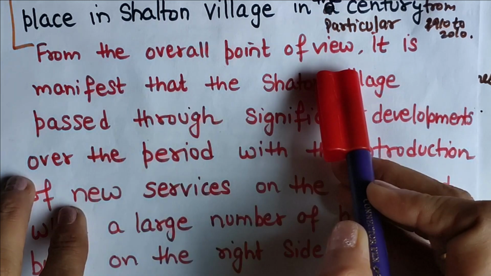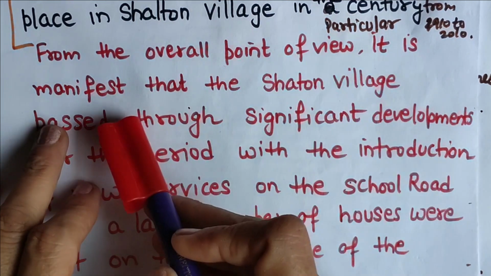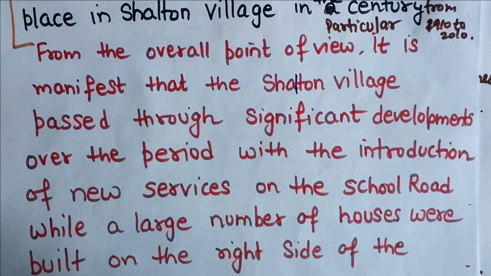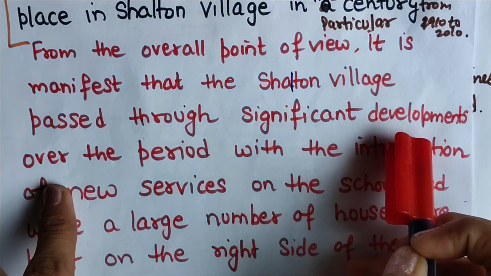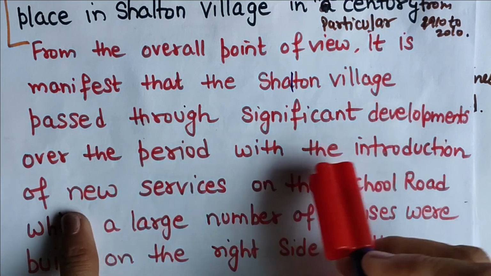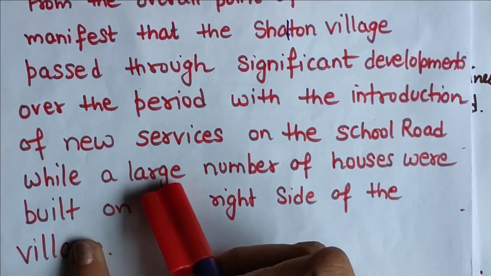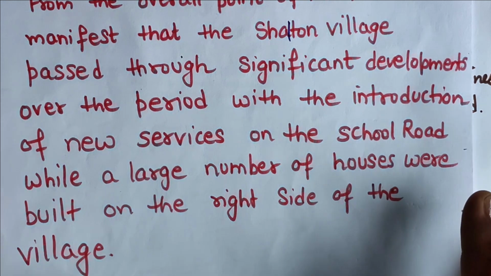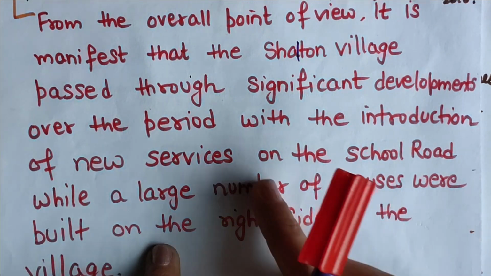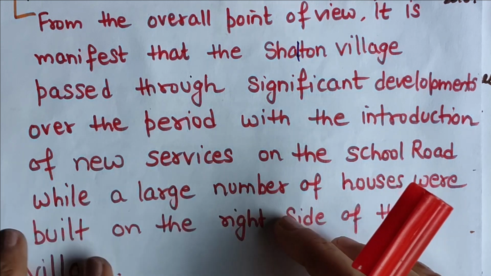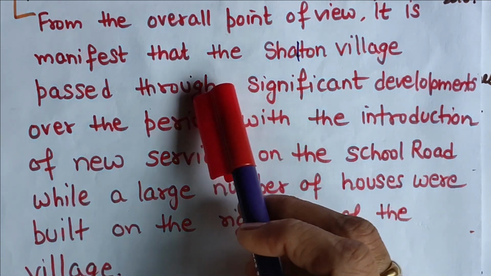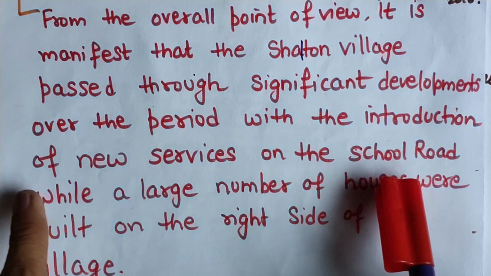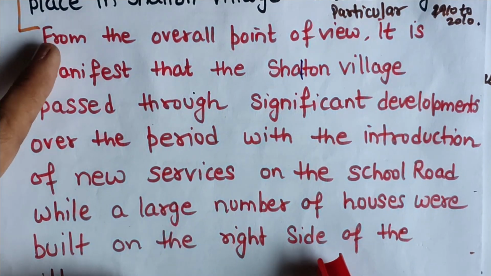From the overall point of view, it is manifest or it can be clearly seen that Shalton village passed through significant developments or changes over the period, with the introduction of new services on the school road, while a large number of houses were built on the right side of the village. Whatever you think is the major change they have given, just name them over here. Don't give any directional words. Just say simple things: passed through significant changes over the time period with the introduction of new services on school road and so on. So this is all the overall paragraph.